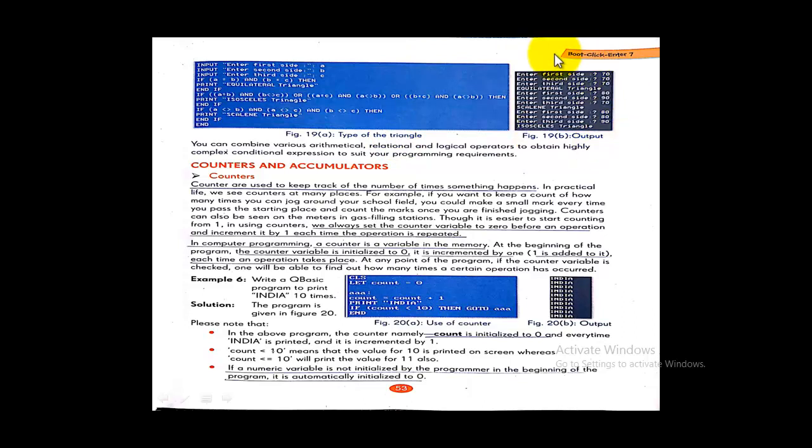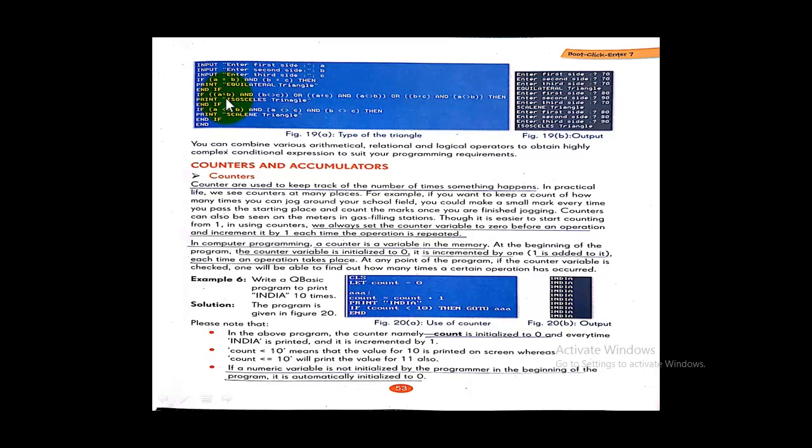Now we'll see using the output given here. Now enter first side, we enter first side as 70 here. Enter second side, we enter second side as 70 again. Enter third side, and third side also we enter 70 here again.